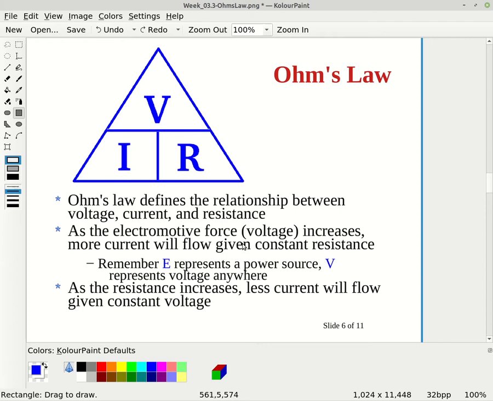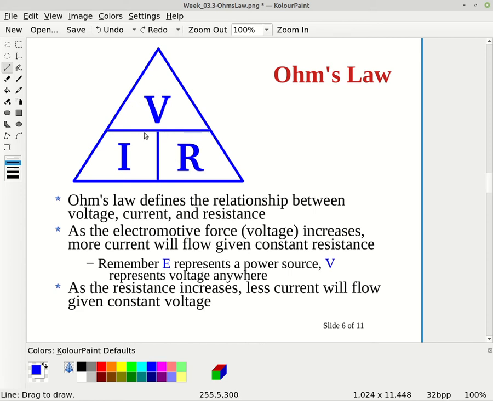All right, so Ohm's law then defines the relationship between the voltage, the current, and the resistance. As the electromotive force, or the voltage, is increased, the current will increase. Or if we decrease the amount of resistance, the current is going to increase.